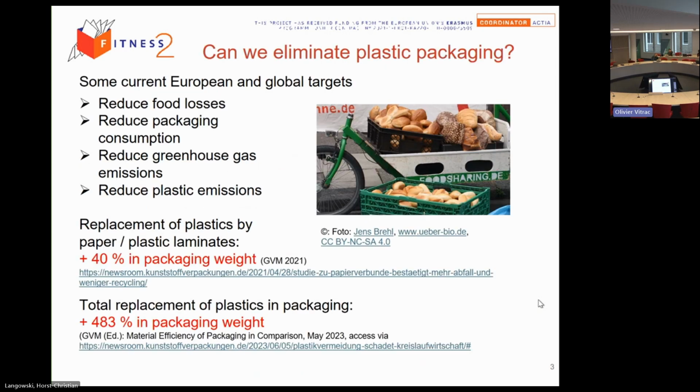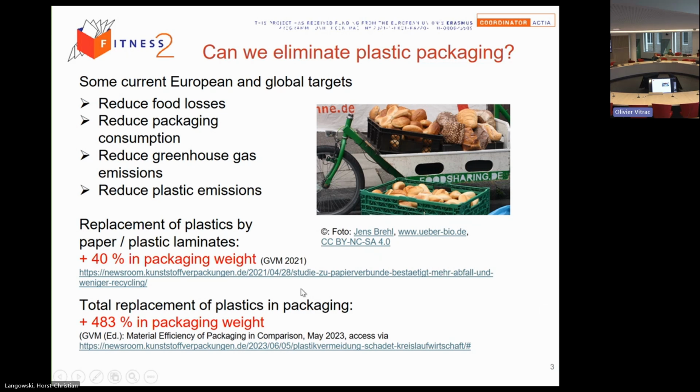The first thing is we have a lot of different global targets, not only reducing food losses, but also reducing plastic emissions, but these are only some of them. And the problem is, if we want to solve all of them, we cannot restrict ourselves to a single target. We need to keep in mind that there are other targets as well. And the good old engineering knowledge is, if we solve one problem, we create one or two or three new ones. So it's not that simple.